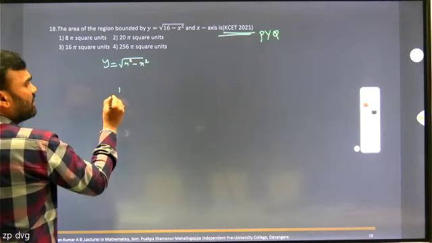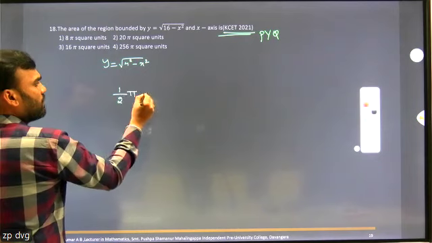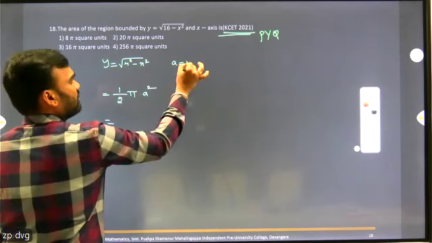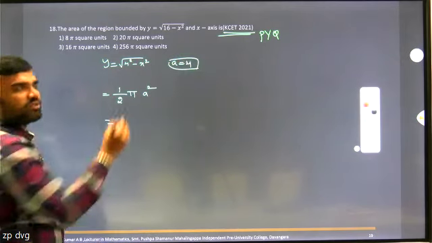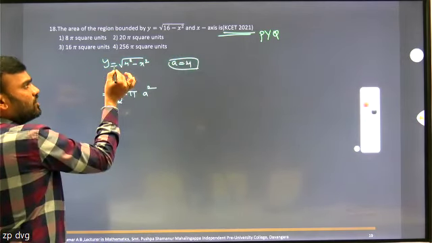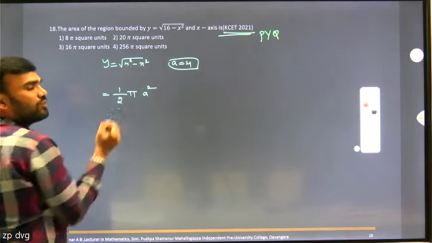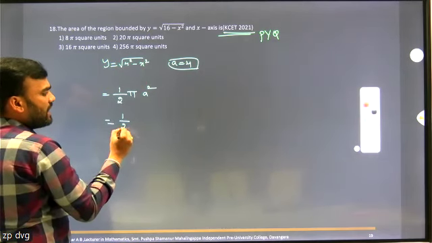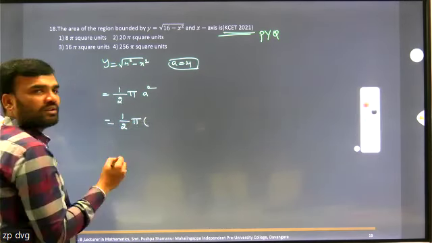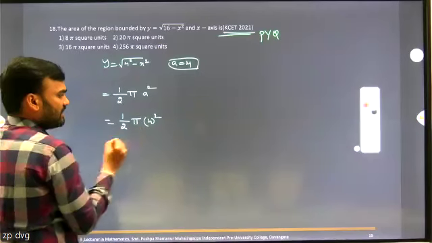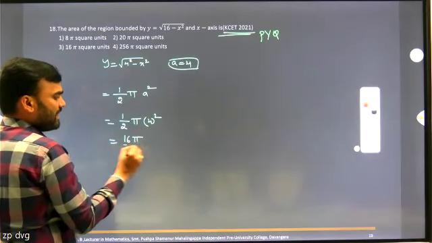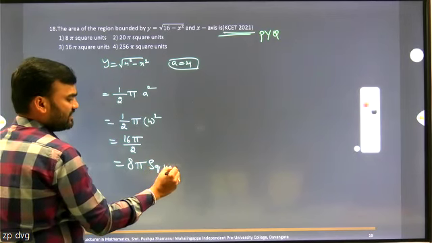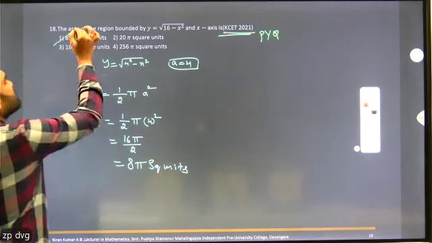The direct formula is 1 by 2 pi a square. Here a is equal to 4 only. According to the question, y is equal to square root of 16, that is 4 square, minus x square. That's why 1 by 2 pi, a means 4 square, that is 16 pi by 2, which is equal to 8 pi square units. This is the answer.